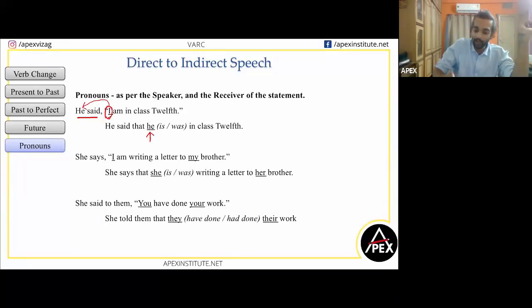Okay. And he's saying I am in class 12th, no? So will this thing be the same when you are telling me, or will it change? Should it be he said that he is in class 12th or he was in class 12th?